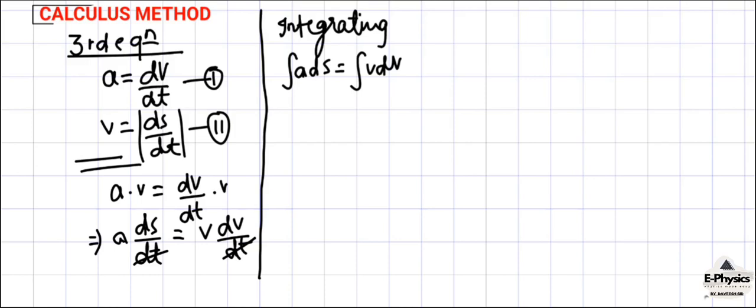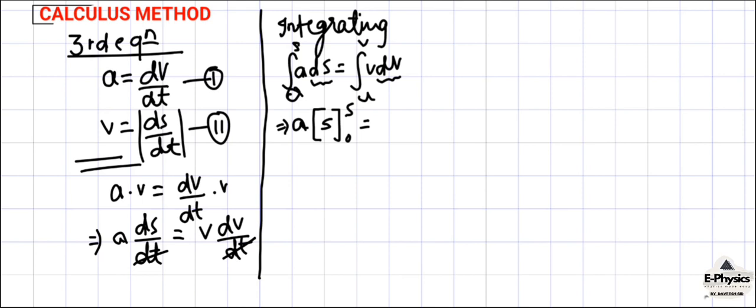Okay, on the LHS we have to integrate with respect to ds. Let us consider from 0 to s, and on the RHS we have to integrate with respect to dv. Let us consider the initial velocity is u and the final velocity is v. Now here a is constant and the integration of ds is s from 0 to s, and here also let us consider that the v is integrated with respect to dv.